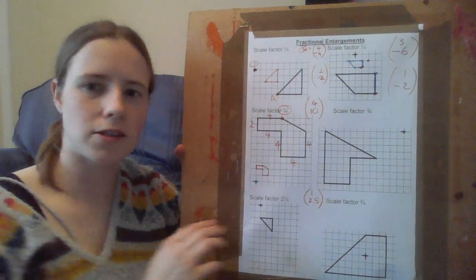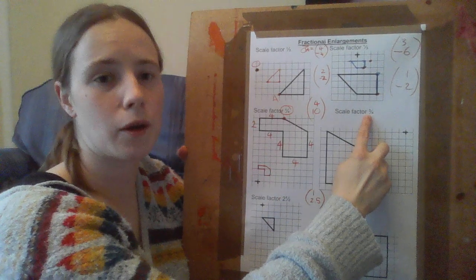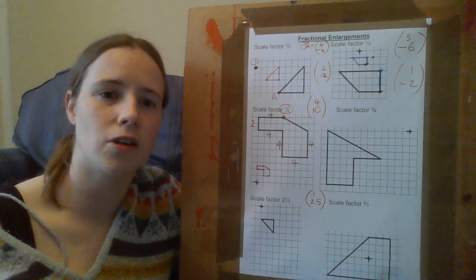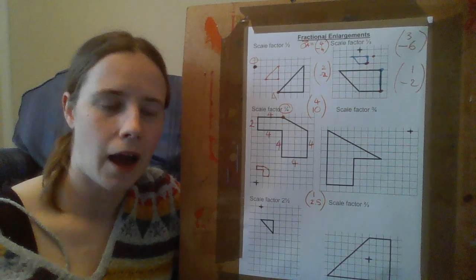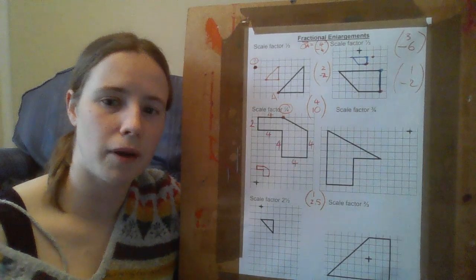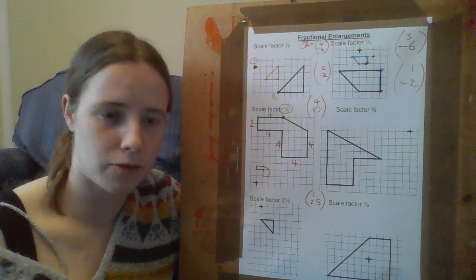Okay. Right, next one, we've got a scale factor of 3/4. So it's going to be a little bit more complicated doing the vector method for this because I'm going to have to times it by 3/4. And if you want to find 3/4 of something, a good way to do it is divide by 4 and then times by 3 to find 3/4.